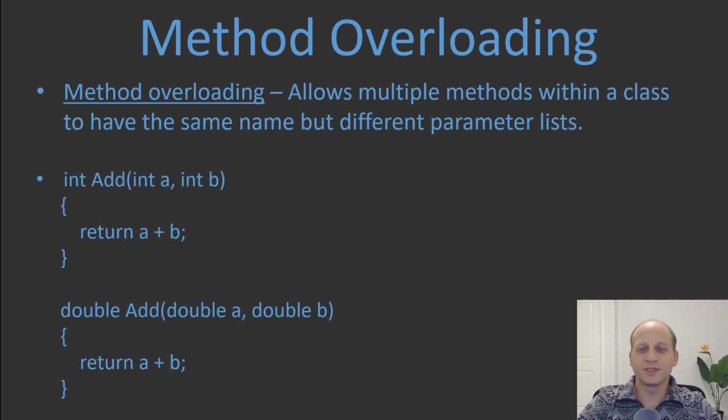In the example you see, we have two methods named add, but since one takes integers and the other one takes doubles, they have different signatures, so they are considered two different methods. And because of that, we can easily define those two methods in the same class. Again, we'll get back to it when we learn about classes, but you already know the idea of method overloading.